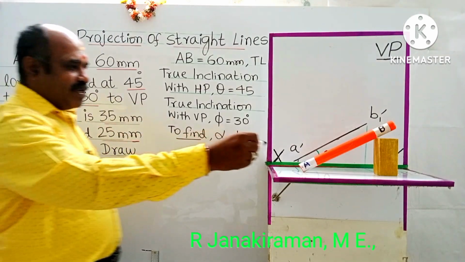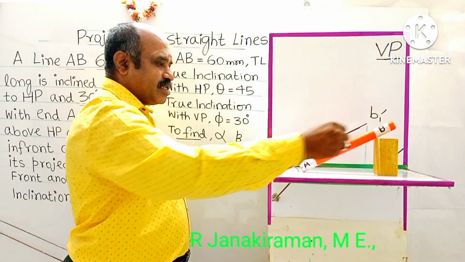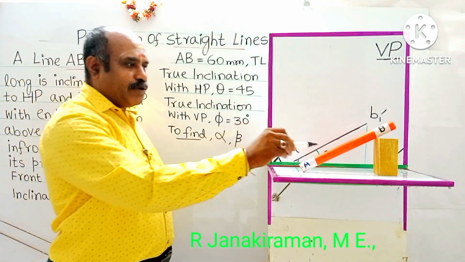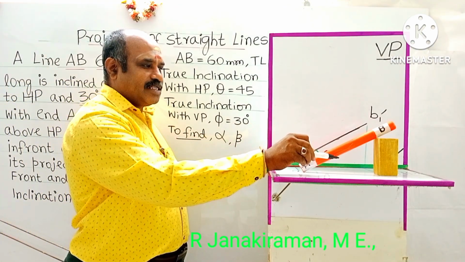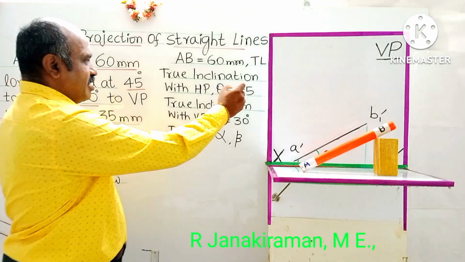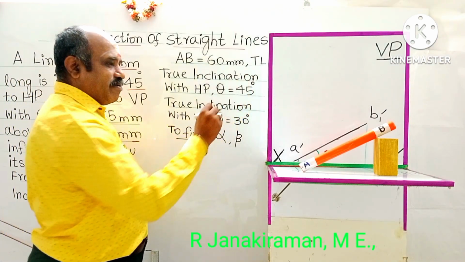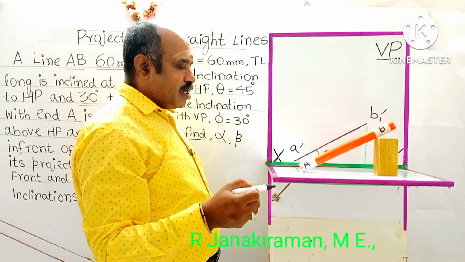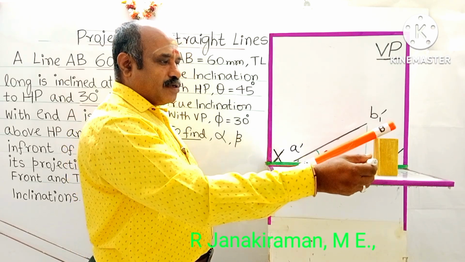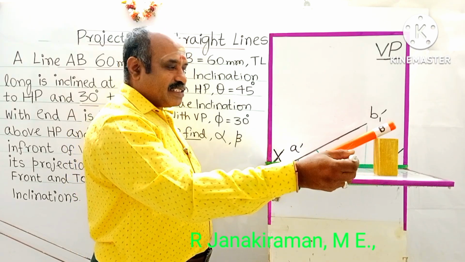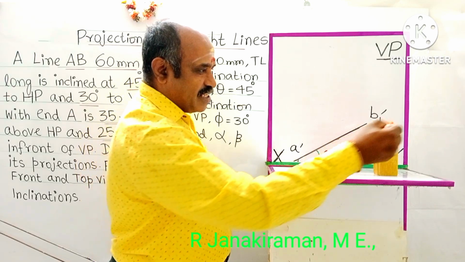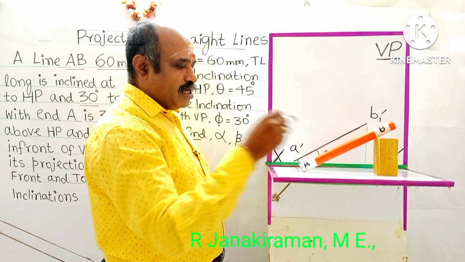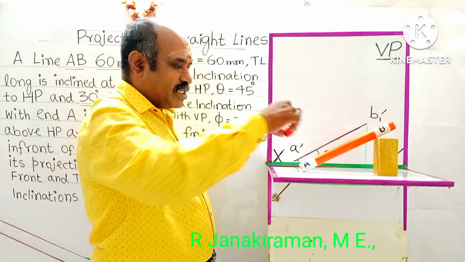Consider AB having the true length of 60 mm. Now it is a line inclined to HP. This theta is the angle, given as 45 degrees inclined to HP. Inclined to HP will always come above the XY line, that is, in the first quadrant. This is the direction of the front view. When the observer sees in this direction, he can see the angle of inclination, theta 45 degrees, in this view.